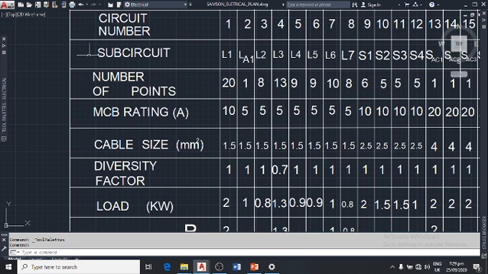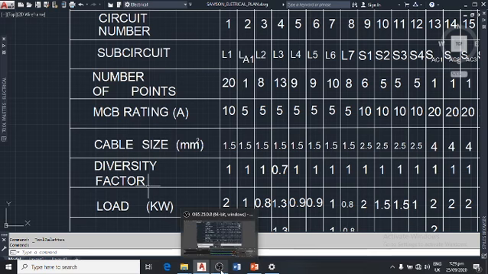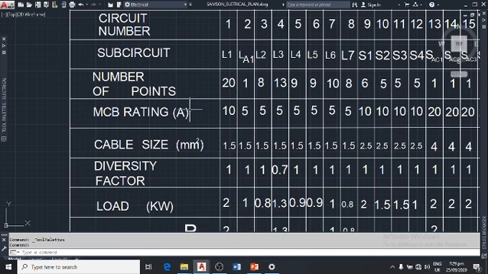the circuit breaker plug on the distribution board. For this part of it, to know the actual MCB rating we'll be using the load amount for that particular subcircuit L1. The load amount in kilowatt, then we're dividing it by our supply voltage. That's about 220 to 230 volt.